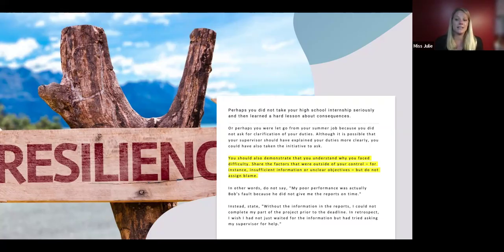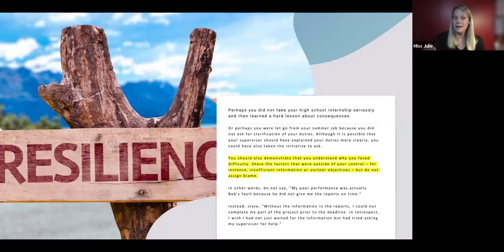You should demonstrate that you understand why you face the difficulty. Share the factors, share the experience, right? That were outside of your control. For instance, insufficient information or unclear objectives, but do not assign blame. In other words, don't say something like, my poor performance was actually Bob's fault because he didn't give me the reports on time, right? That's assigning blame, and admissions officers will pick up on that.